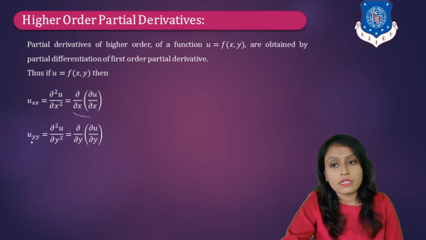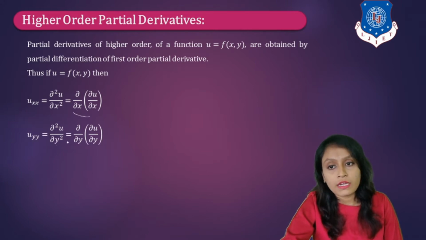Then next one is u_yy, that is ∂²u/∂y². This is equal to ∂/∂y of ∂u/∂y. So first we have to find ∂u/∂y, and then again we have to take the derivative with respect to y. So you will get u_yy.